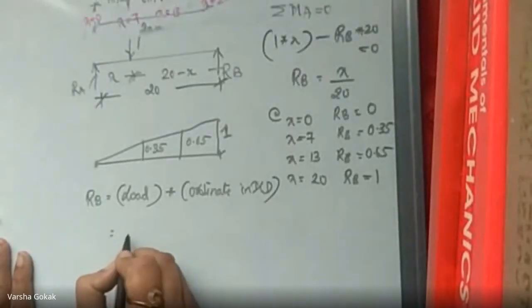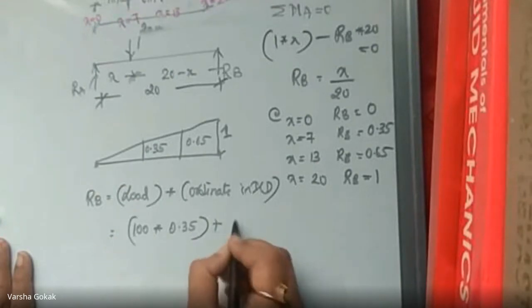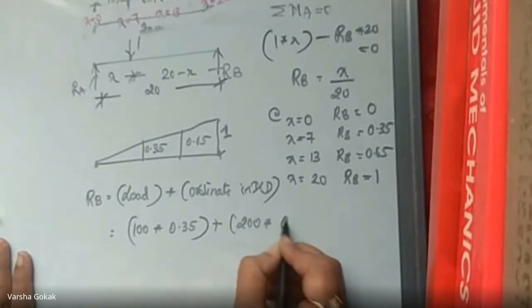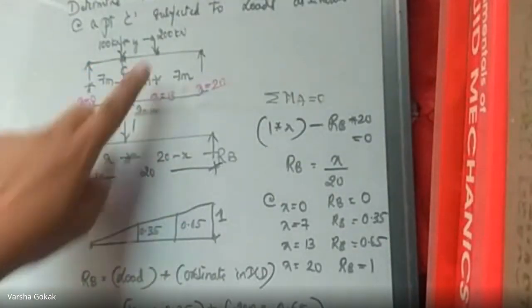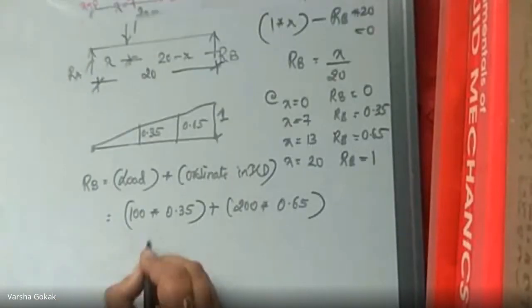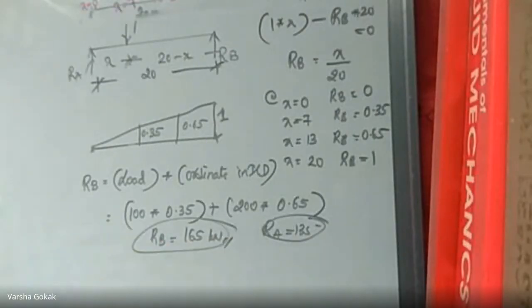Right? So the load is now 100 kilonewton into 0.35 plus 200 kilonewton into 0.65. 0.35 has got 100, 0.65 has got 200. So I multiply that. What is the value for RB? 165 kilonewton. RA you had got 135 and RB you got 165 kilonewton. Any doubt here? With respect to point C, you're getting the values of RA and RB. Any doubts? No, ma'am. Okay.